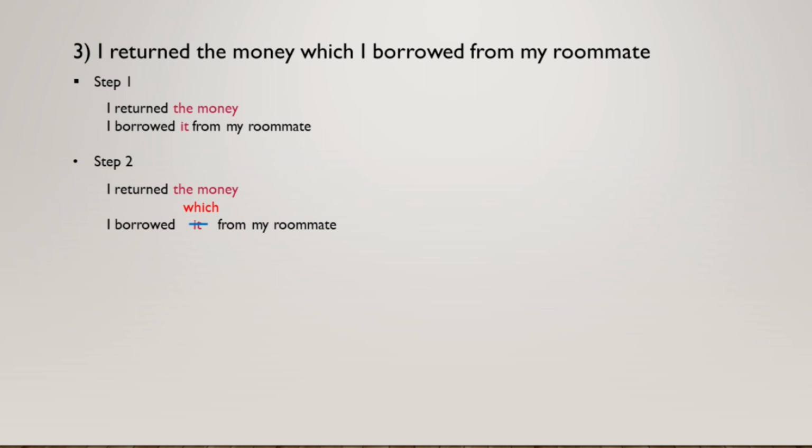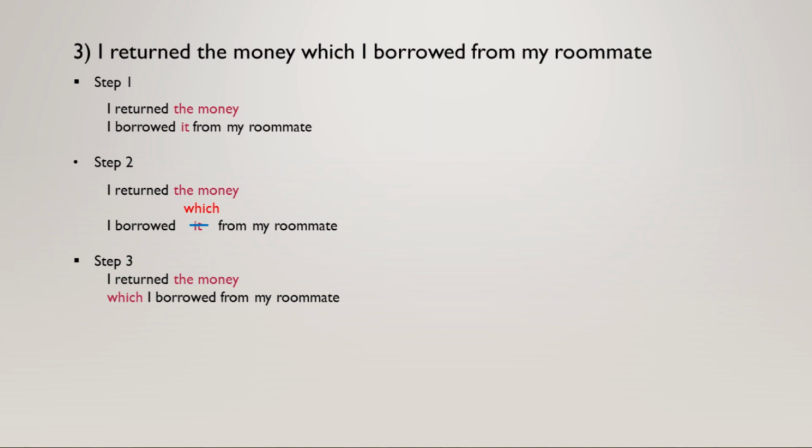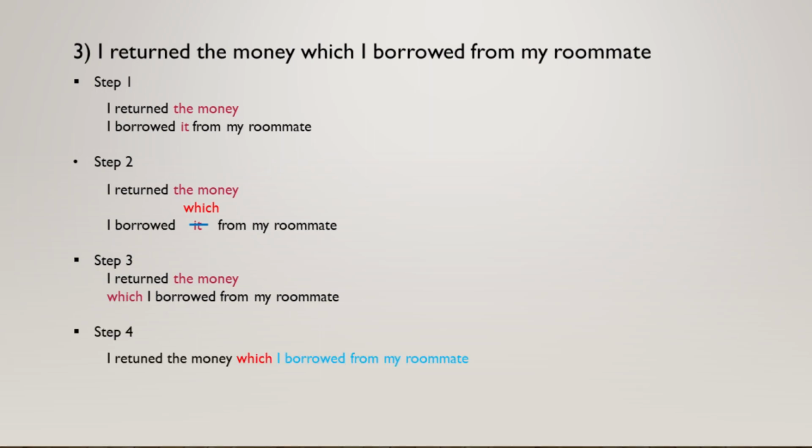If the adjective clause requires a connecting word, it needs to begin with it, so move it to the front. So we have to move which to the front: which I borrowed from my roommate. Now the second simple sentence is an adjective clause. Place it immediately after the noun you are describing. And the sentence becomes, I returned the money which I borrowed from my roommate. Which I borrowed from my roommate describes the money.